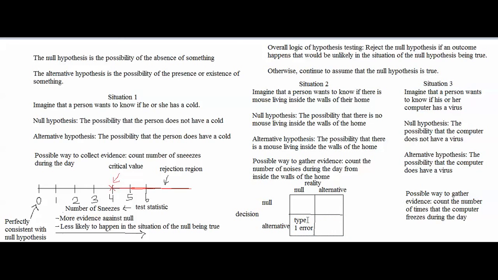So type 1 error is deciding that there is a mouse when there is no mouse. If you decide to assume that the null is true, and you give it the benefit of the doubt, but it turns out that the alternative is true, that's a type 2 error. So deciding that there's no mouse when there really is a mouse would be a type 2 error. The other two are correct decisions.